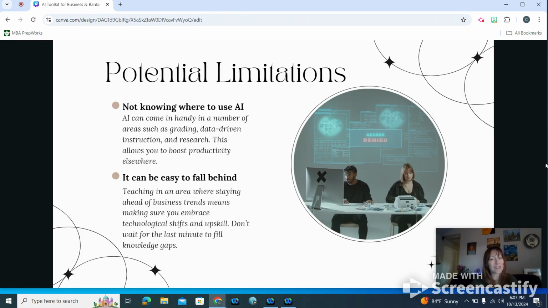It can be very easy to fall behind, however, so we want to make sure that we are staying quite ahead of the business trends. We need to embrace technological shifts and upskill, and don't wait for the last minute to fill our knowledge gaps. Stay ahead of the game.